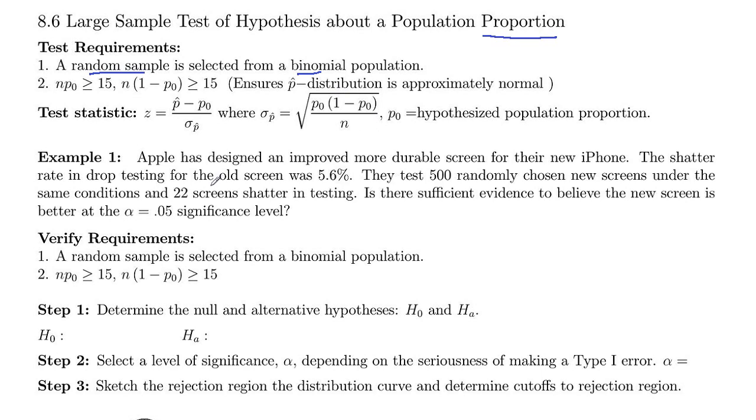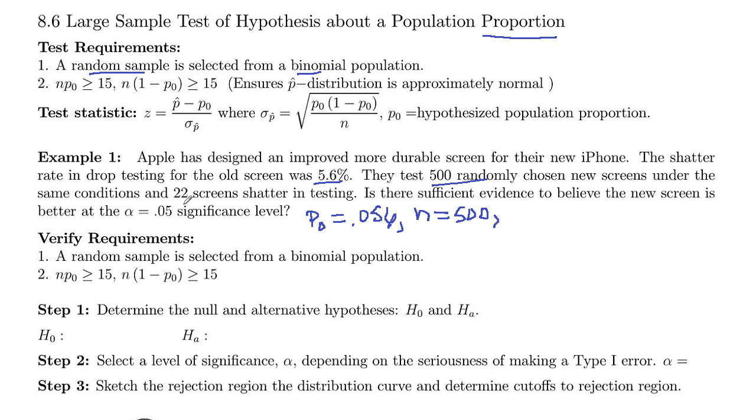So let's look at an example here. Apple's designed an improved, more durable screen for their iPhone. The shatter rate in drop testing for the old screens was 5.6%. They test 500 randomly chosen new screens. So the old screen was 5.6%. That's going to be our p0. That's what we're going to test against here, 0.056. And then they test 500 randomly selected new screens. That's our sample size, n is 500.